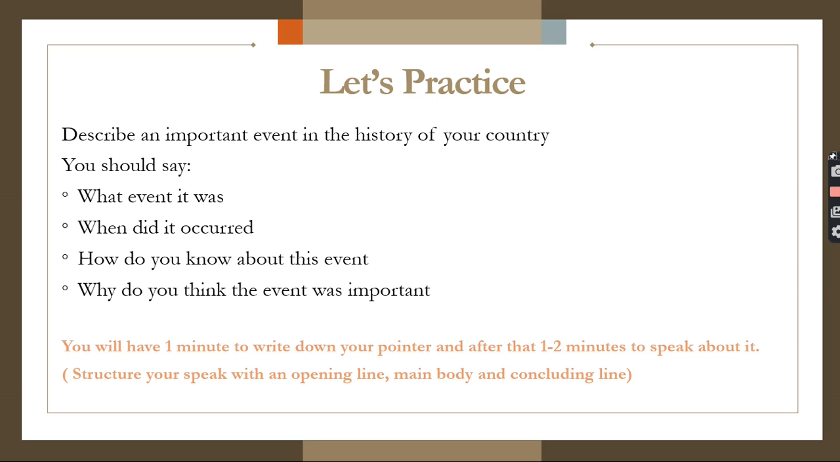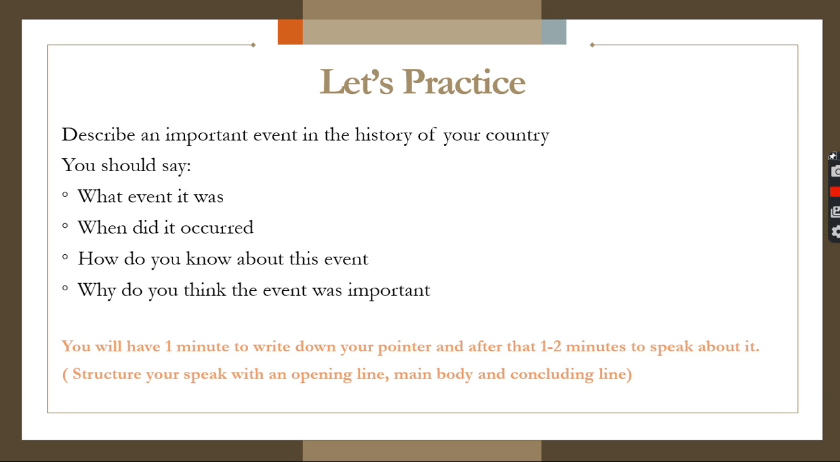The next example that I have chosen is to describe an important event in the history of your country. Now, if you want to talk about any event, you should be sure about that event. You need to have a basic idea about what the event was, what happened during that event, and what was the concluding part of that event, like what lessons that event gave, or what was the outcome of that event.